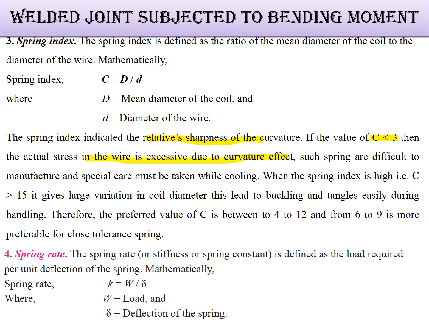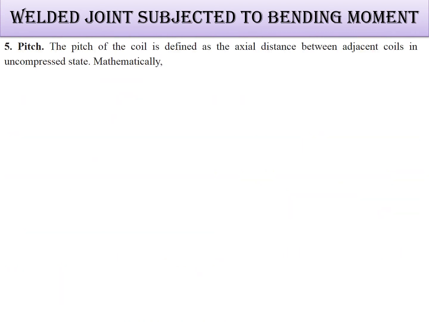And spring rate is another term which is also important. It is different. It is just like the stress we have seen, that is load per unit area. Here also load per unit deflection is there, which is known as the spring rate. W is the load and δ is the deflection of the spring. It gives the stiffness of a spring.